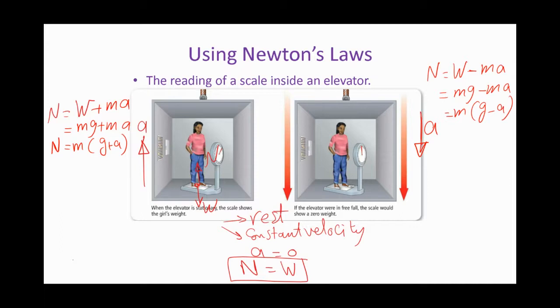So we had three cases. At rest or constant velocity means zero acceleration, means the normal force equals the weight. Accelerating upward gives you more reading than the actual reading because it's W plus ma. If it accelerates downward, it gives you less reading than the actual one because it's W minus ma. And we have studied some problems about this issue.